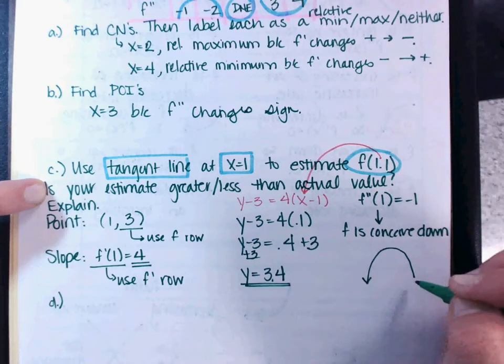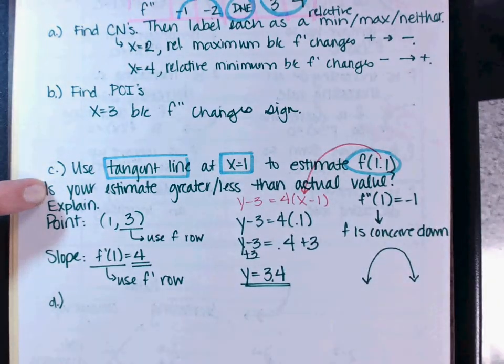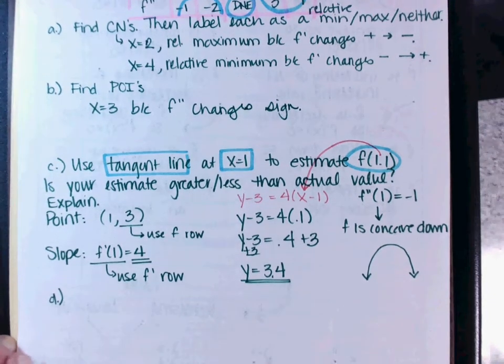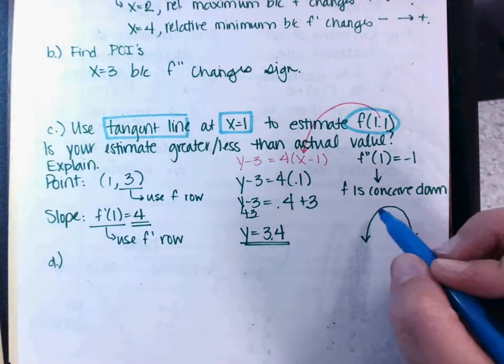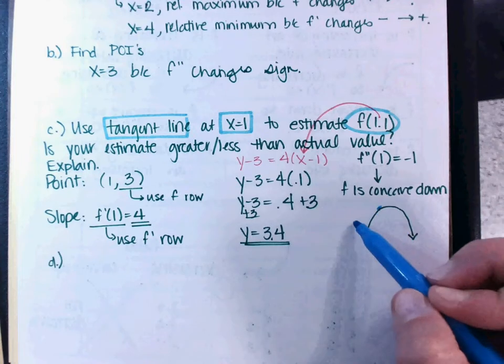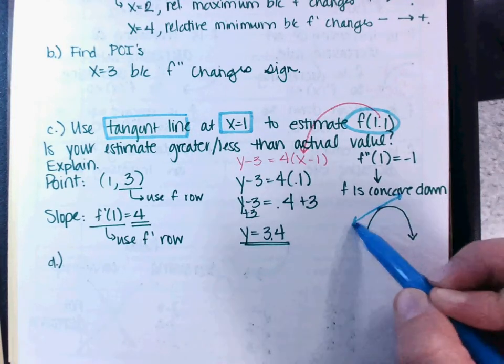Where is your tangent line going to fall if you draw it onto a concave down graph? Will your tangent line be above the graph or will it be below the graph? Okay, here's my, I'm going to say I'm tangent here. We'll just pretend. Where's my tangent line? It's above.